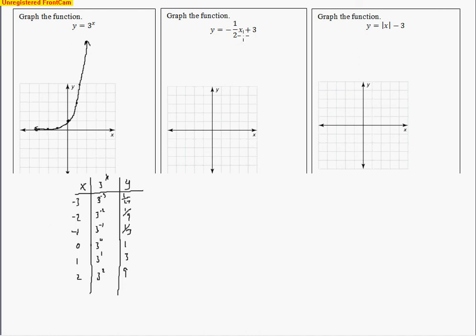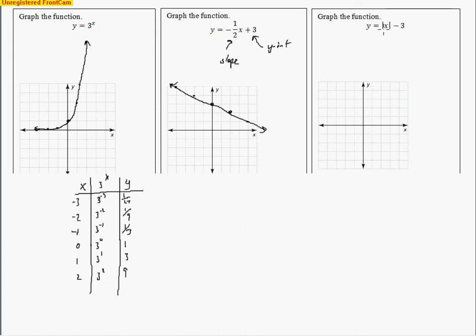On this one, it's just a linear equation. This is our y-intercept, and this is our slope. So I'm going to use that slope-intercept form, positive 3. Start up there, and then go down 1 over 2 to the right, or up 1 and 2 to the left. We have a linear function here because the exponent on x is to the first power.